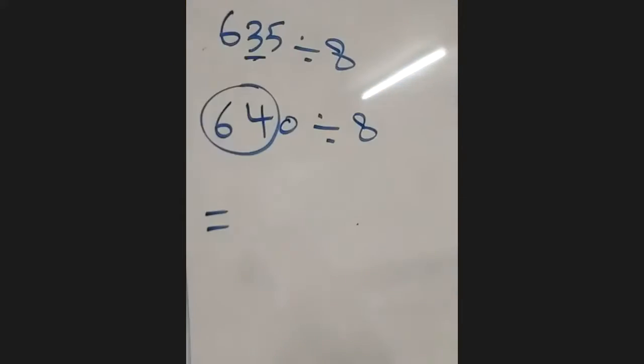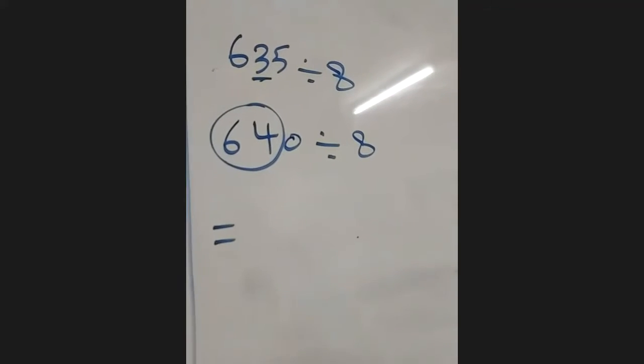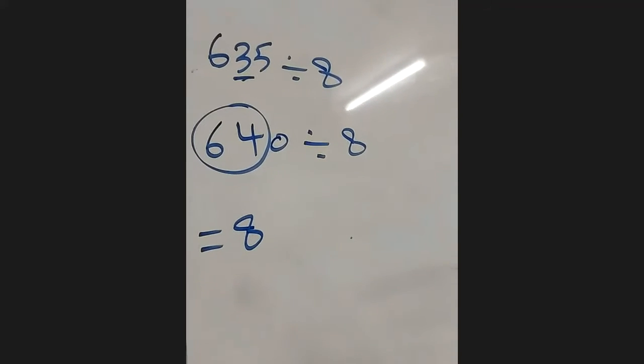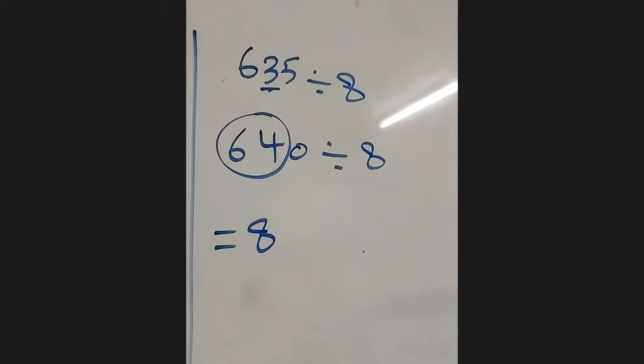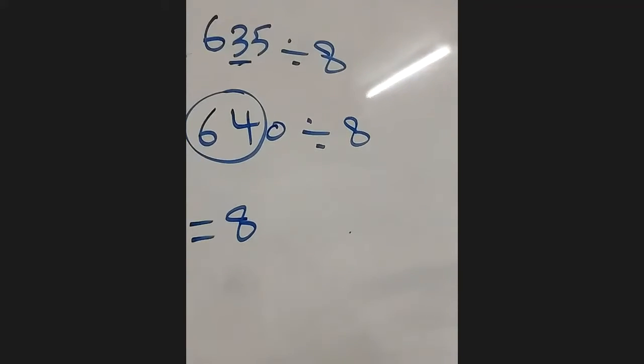Muhammad, 64 divided by 8, how much? 8. So it's 8, ya Jalal. 64 divided by 8 is 8. Why, Muhammad, 64 divided by 8 is 8? Because 8 multiplied by 8 is 64. Good boy. Thank you, Muhammad.